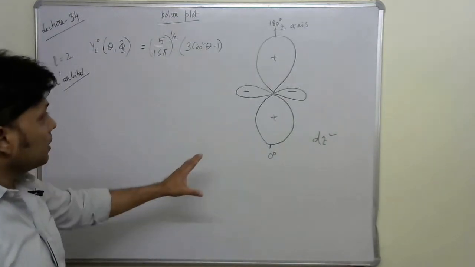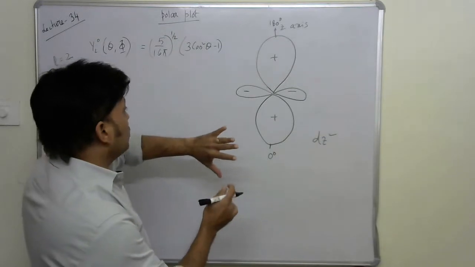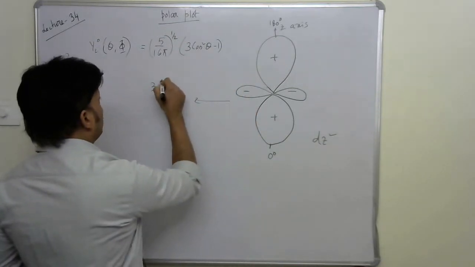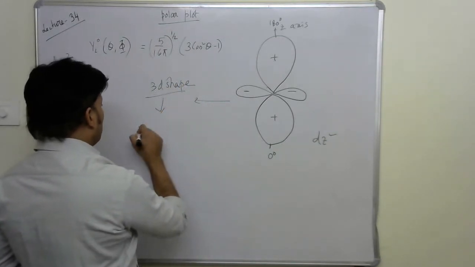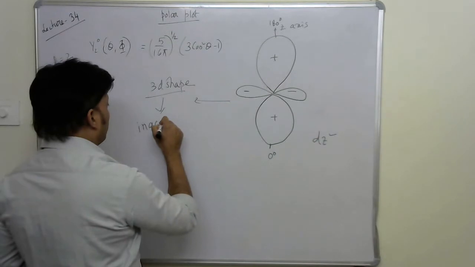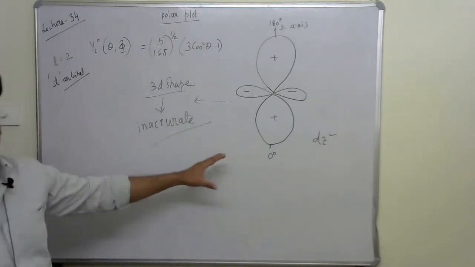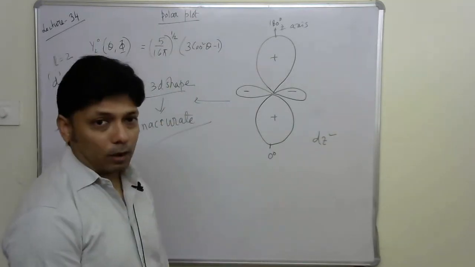But the problem is, if we try to generate the 3D shape of the polar part, the 3D shape is highly inaccurate because the radial part has not been included here. It is only the representation of the angular part.